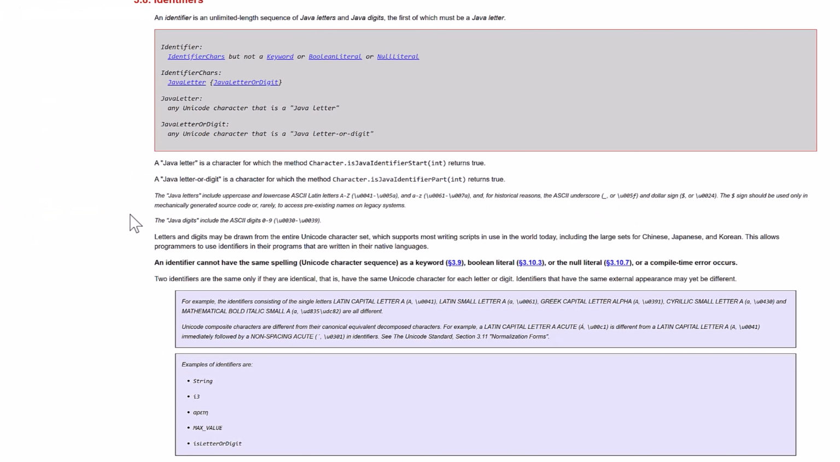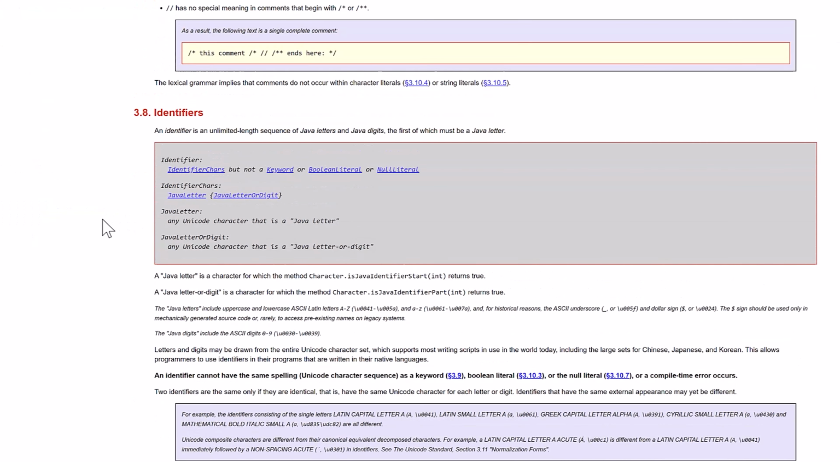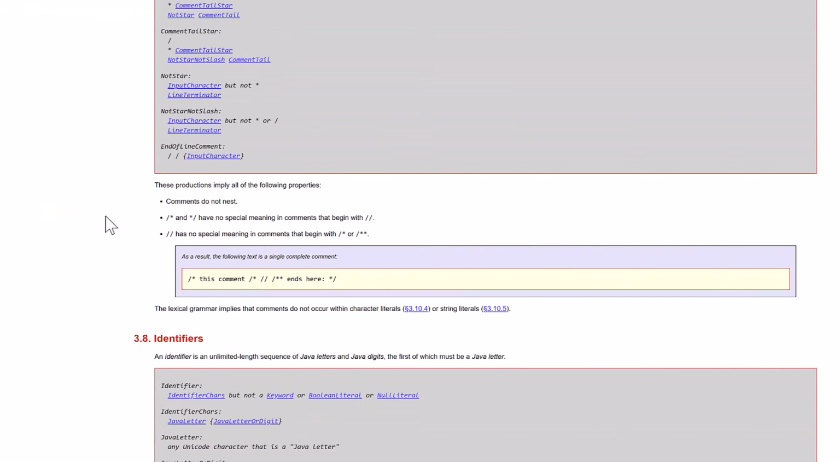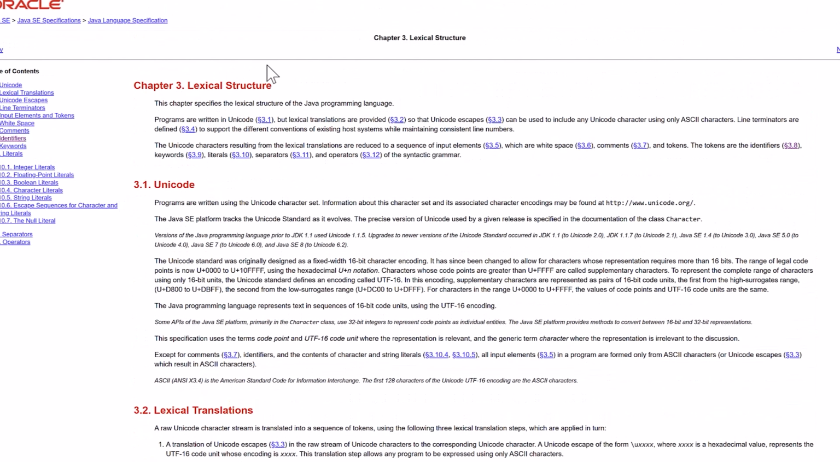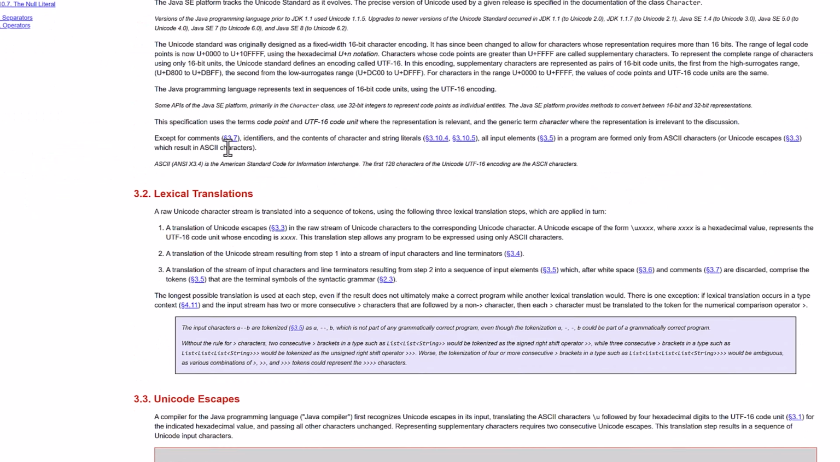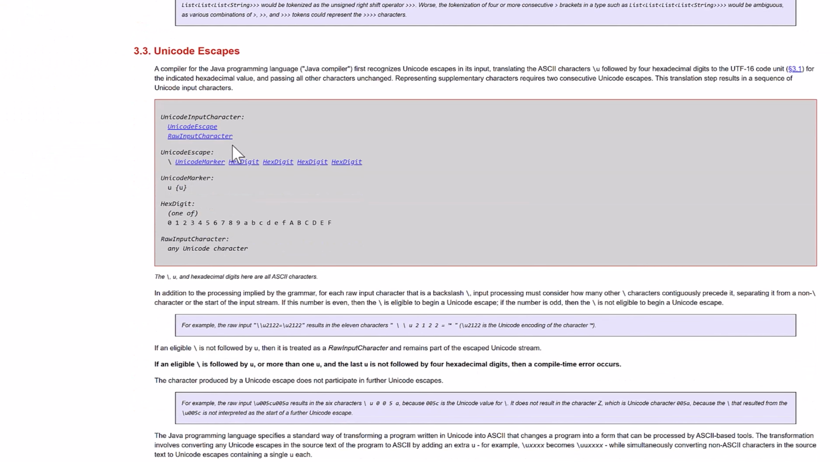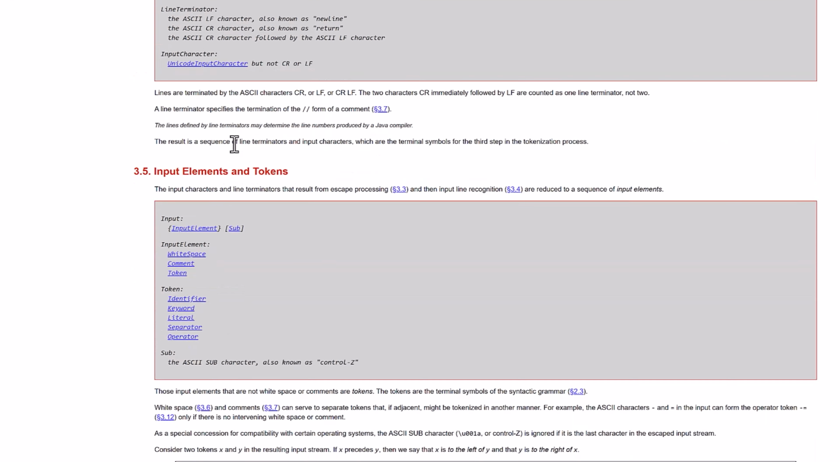I'm hoping that you took a chance to click on this. Let's click on it and look at it. Here we have the lexical structure, which is what this sent me to. This chapter specifies the lexical structure of the Java programming language. And here's some good information. I highly recommend that you take the opportunity to go over some of this information.